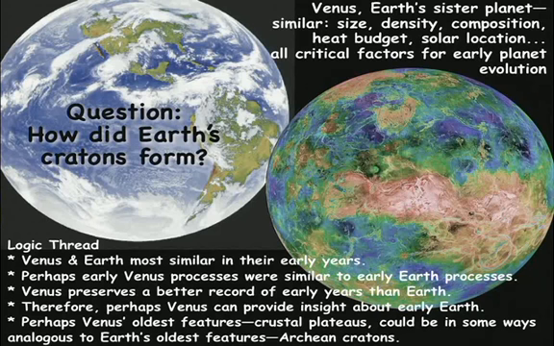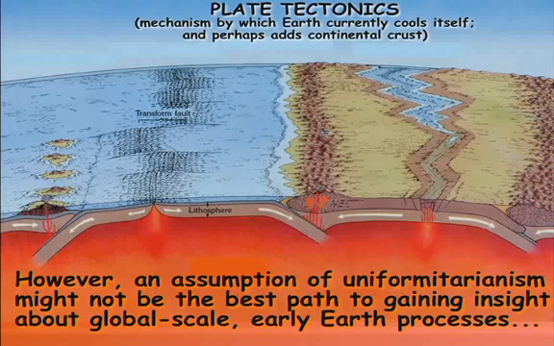And the logic thread is that the Earth has destroyed a lot of its early record. Venus has preserved essentially many pages of that early baby book, and because they were most similar in their early days, this would be a good way to look for clues about the Earth from Venus. And very specifically, we're going to look at a kind of feature called Crustal Plateaus. So I'll tell you what those are, and I think that they are analogous in some ways to Archean cratons.